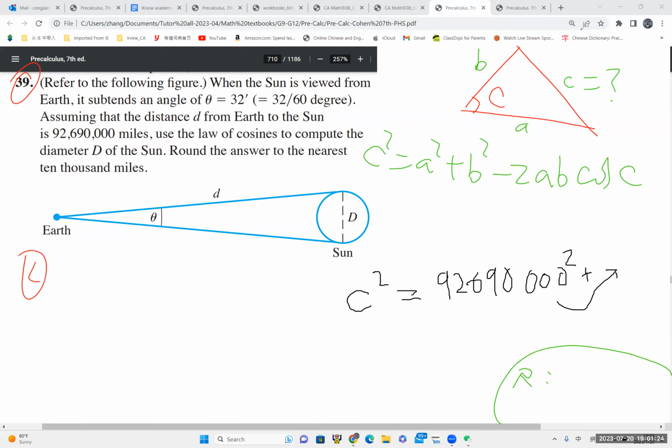Wait, let me, so keep going right here. So here A equal to B equal to D, distance, right? So we get 2D squared minus 2D squared cosine. Here is 32 over 60. But this is D grade, D grade.